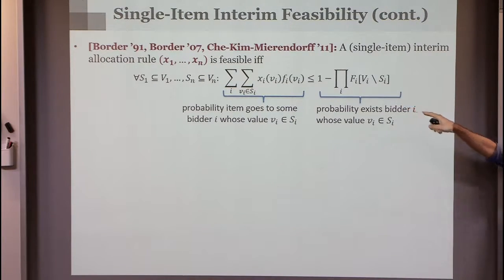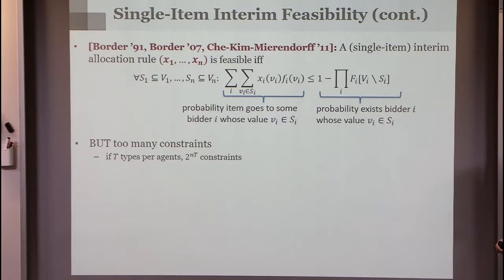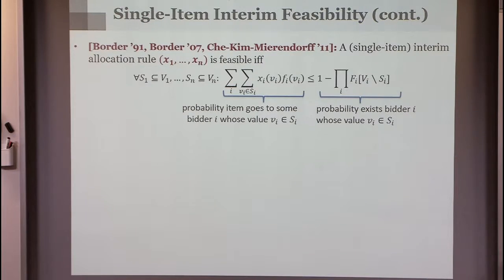What the theorem says is that this is an if and only if. So this is Border's theorem. And you shouldn't be surprised by it if you know max-flow min-cut. In fact, Jason's proof in the morning was a max-flow min-cut proof. But again, these are too many constraints, because if I were to add these constraints to my LP, I would have to take a for all over every possible subset of types for every bidder. So there are too many constraints.